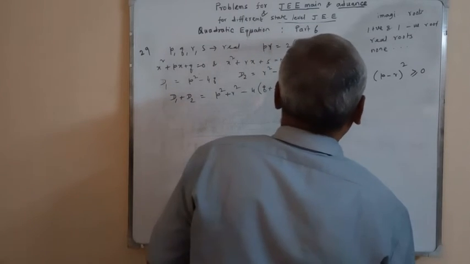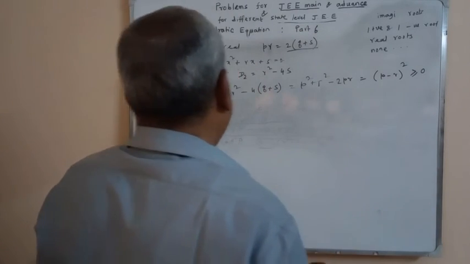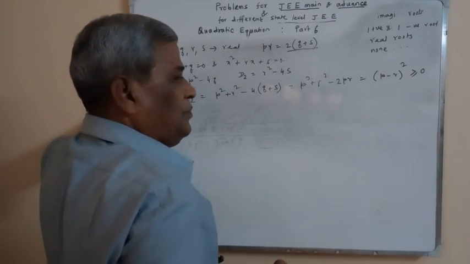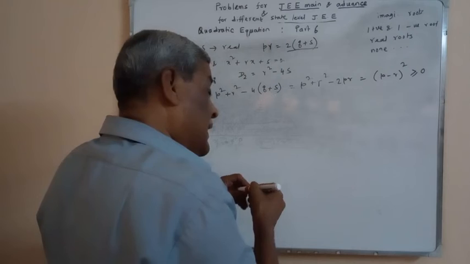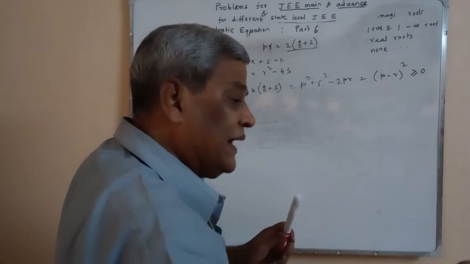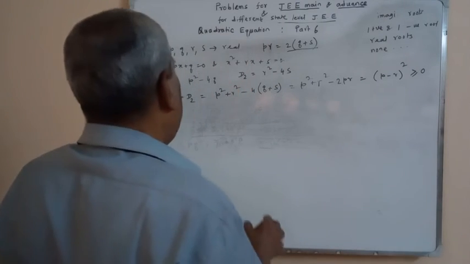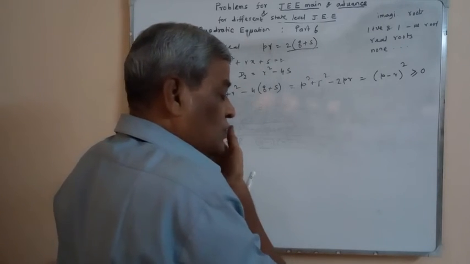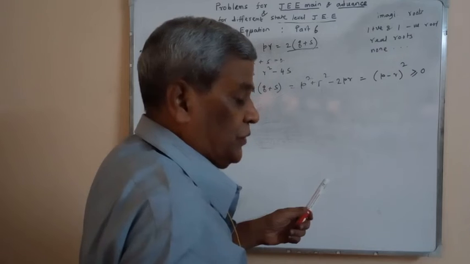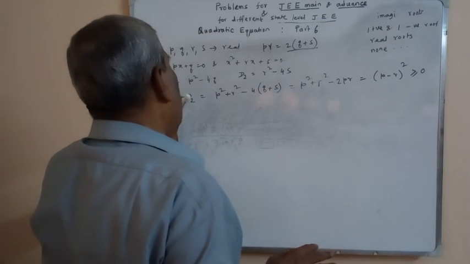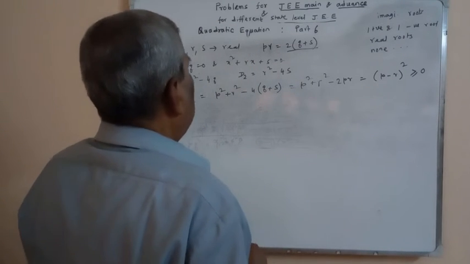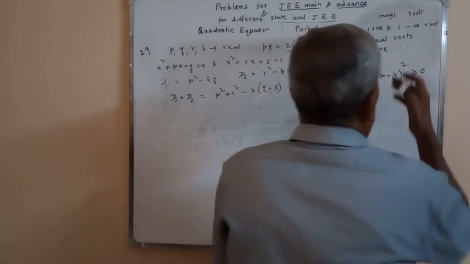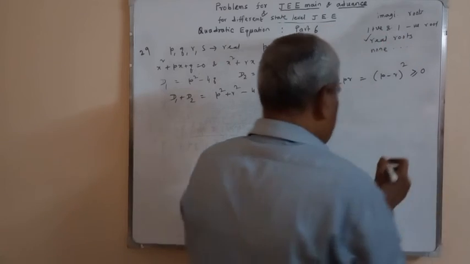Okay. The sum of the discriminants of this and that is positive or 0. If the sum is positive, at least one must be positive, either this or that, because the sum of two negatives cannot be positive. So at least one of D1 and D2 is positive. So at least one of the equations has real roots. So option C is correct.